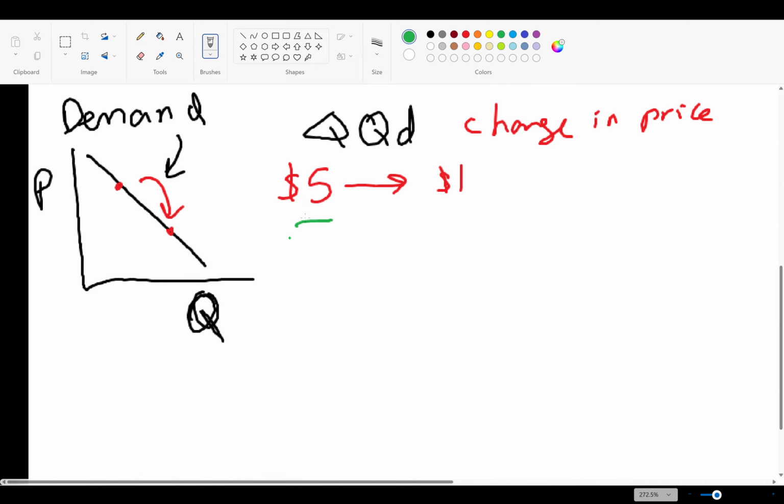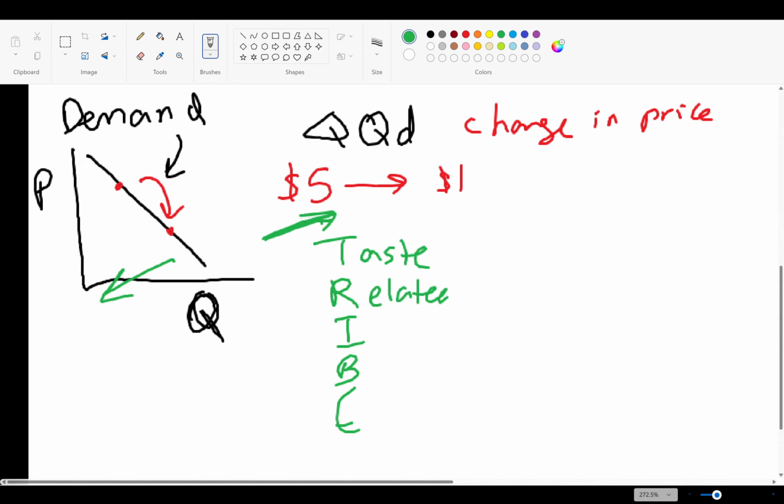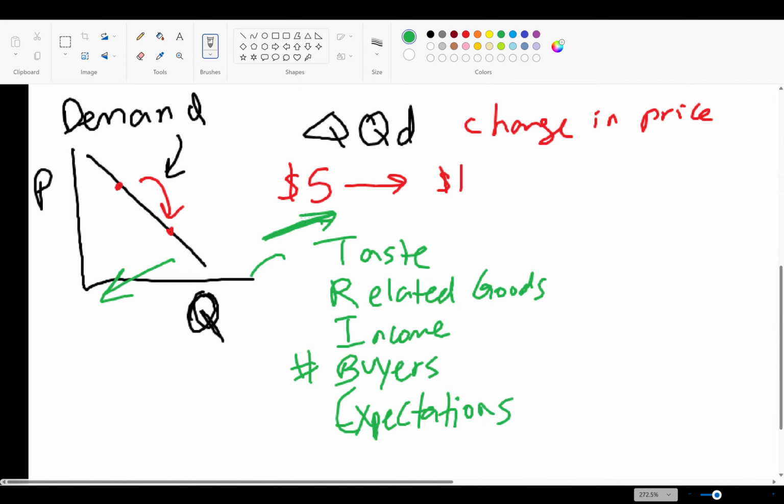Now, how does a demand curve shift, left or right? Well, they shift by the acronym TRIBE. So T stands for taste, R stands for related goods, I stands for income, B stands for number of buyers, and E stands for expectations. So anytime you see one of these situations pop up, that's a shift in the demand curve. So let's go over this one by one.